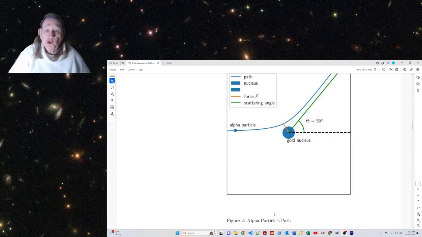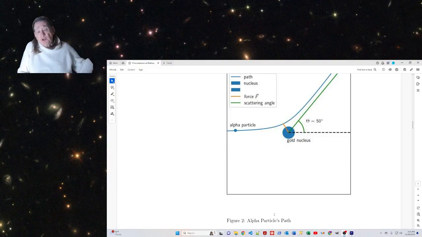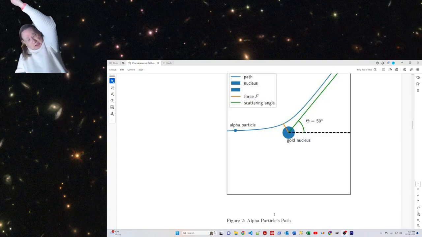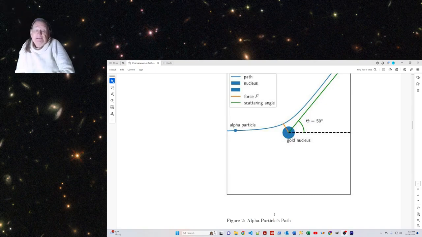Now, figure 2 shows you the general scheme. You've got the beam of alpha particles, the stream of alpha particles, which I just call the beam, coming in from the left. Initially, they're traveling almost horizontal, but as they get close to the gold nucleus, the electrical forces between the nucleus and the alpha particle push on the alpha particle, deflecting it so that it goes up to the upper right. That's scattering.